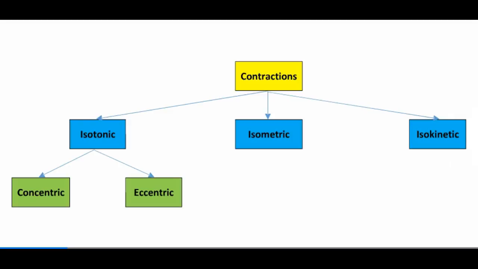Isokinetic. An isokinetic contraction occurs when the speed of movement stays the same throughout the range of the movement. This contraction type usually occurs in a controlled environment, such as a rehabilitation setting.